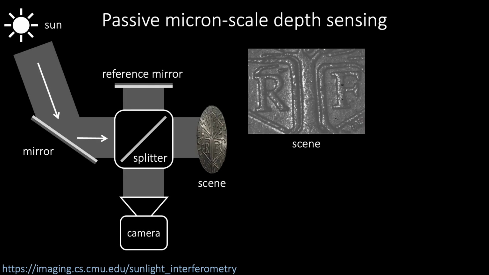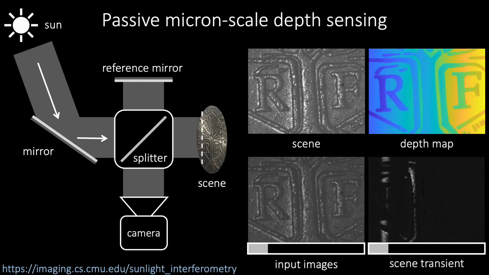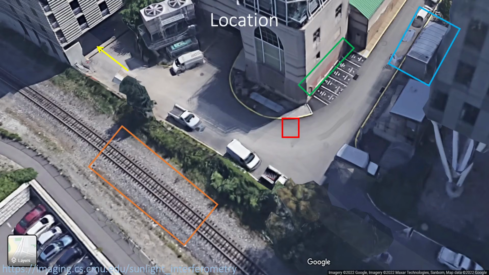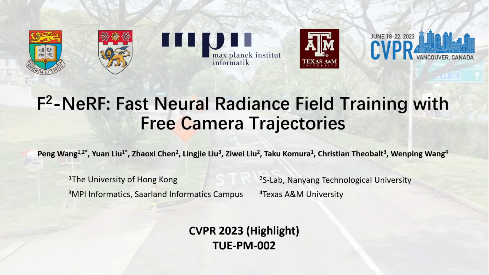Our passive illumination comes directly from the sun. This illumination is directed to the input of a Michelson interferometer. Moving the reference mirror, we acquire a stack of intensity images and process it to estimate a depth map. This is a picture of the setup we built on an ordinary utility cart to enable outdoor deployment. With our setup located in the red box, we sensed depth.